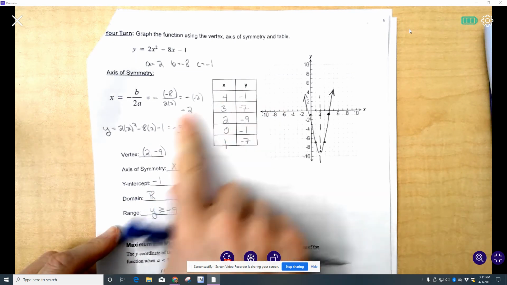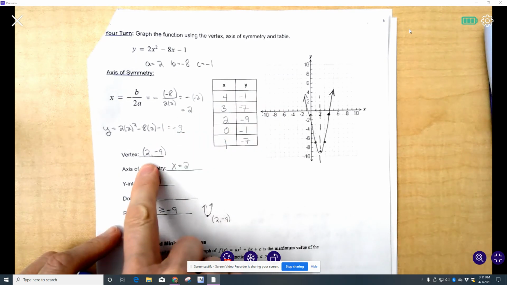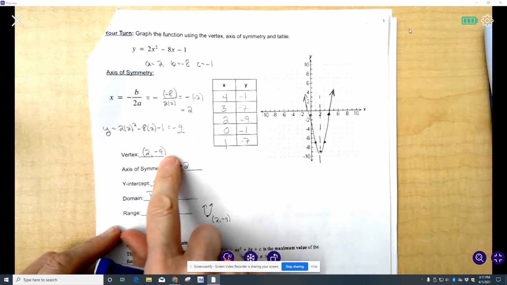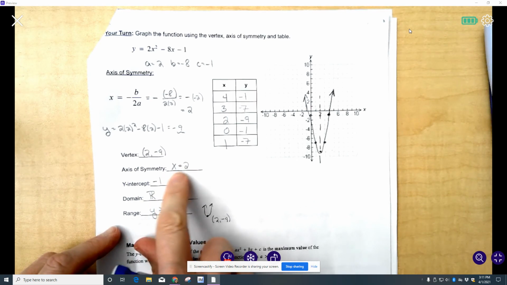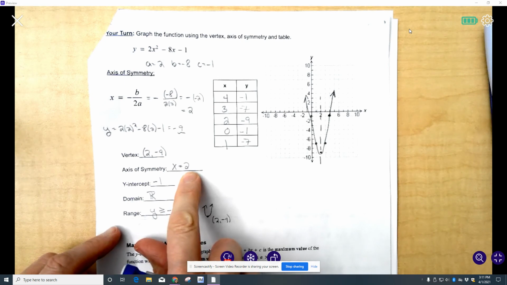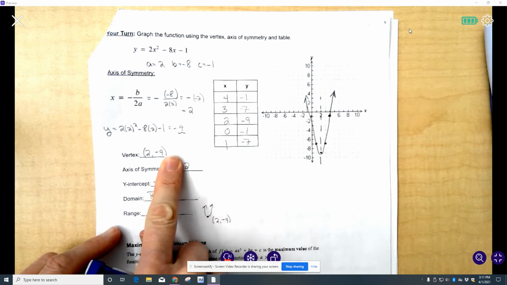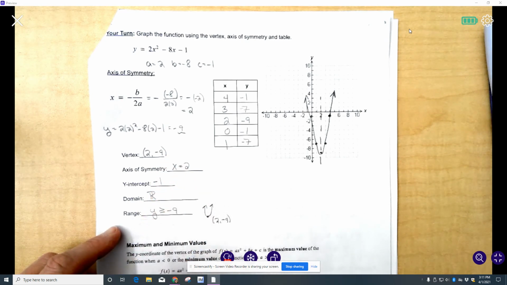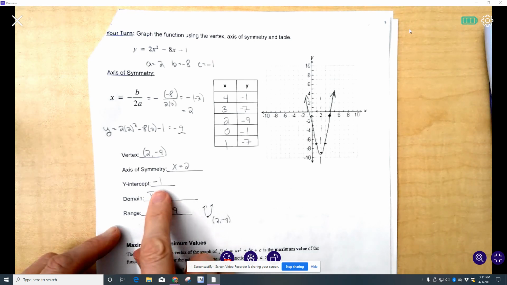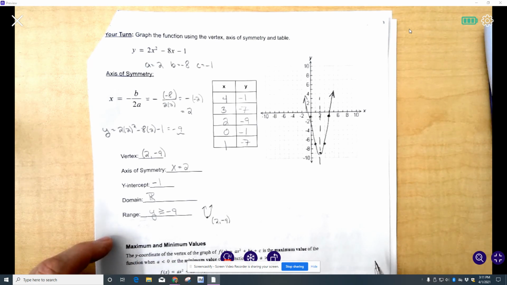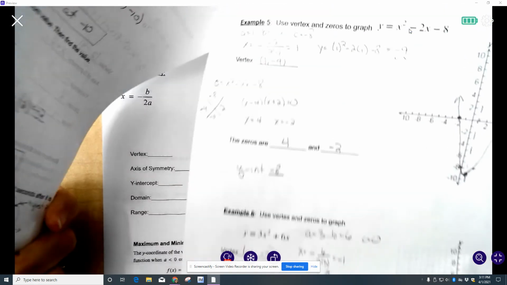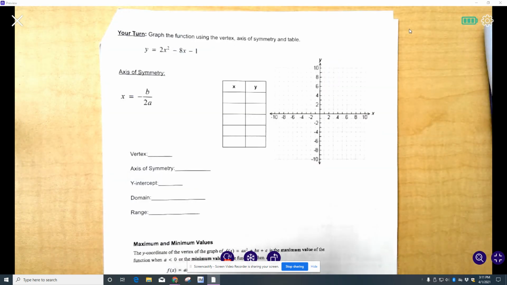Make sure, a couple of things you want to check. Vertex is a coordinate point. Make sure it's in parentheses. Axis of symmetry is a line. Make sure you write the equation, x equals -2. If you just have 2, that's wrong. 2 is a number, x equals -2 is a line. Y-intercept, it's okay to have just a -1 there. Okay, so check that out, make sure you're good. Yep, we'll do this next part in a separate video.